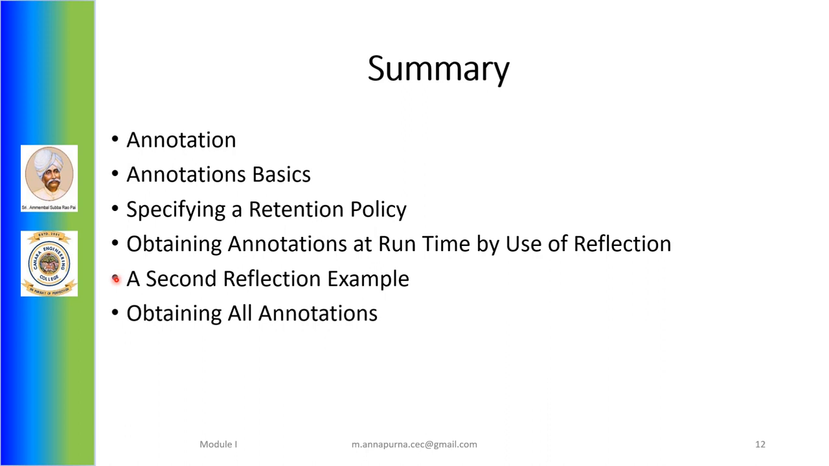Next, a second reflection example. In this example, we have the annotated method myMeth being used that takes a string and int parameter, and also the get method is being used to obtain information about the myMeth method. Lastly, obtaining all annotations. To obtain information about all annotations in a program, we have used the getAnnotations method, which returns an array of annotations.